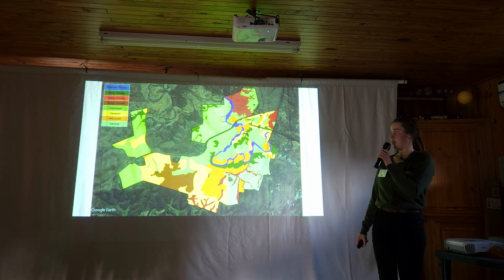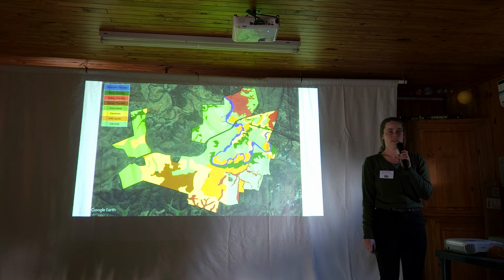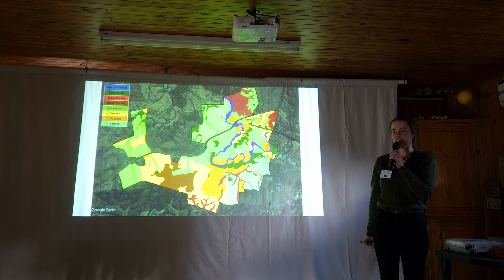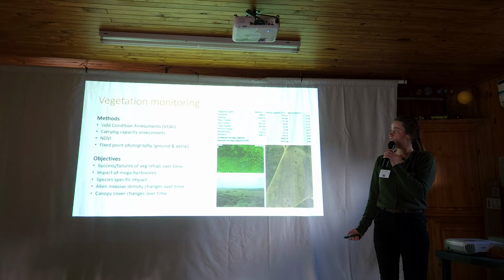So this is just a brief look at our vegetation types. They're not all true representations of each type because of this historical land use, but we have a bunch of different thicket types: grassland, savanna, oldlands, karroid.